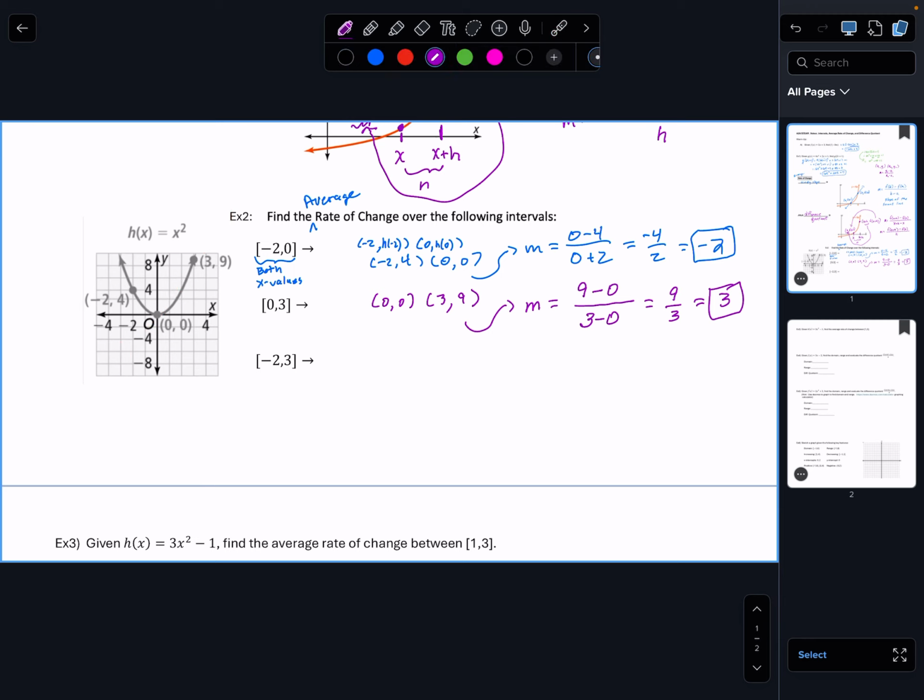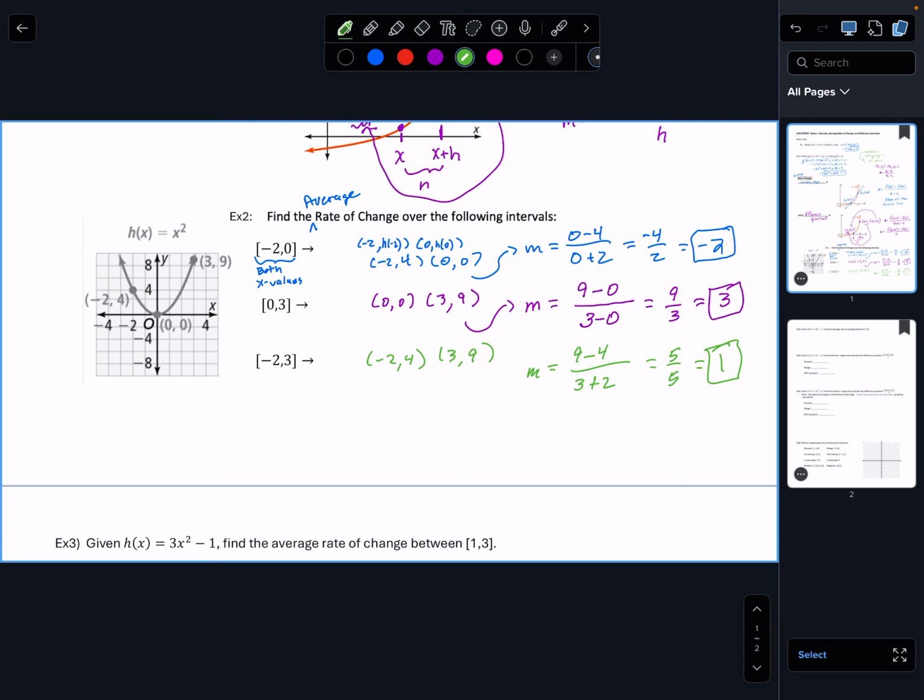So one last one, just going to work through it very quickly. At -2, the y value is 4. At 3, the y value is 9. And so for the slope, you get 9 minus 4 over 3 plus 2, which is 5 over 5, which is 1. And that's your average rate of change.